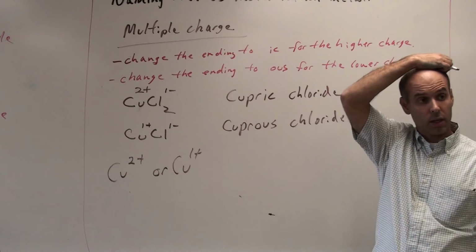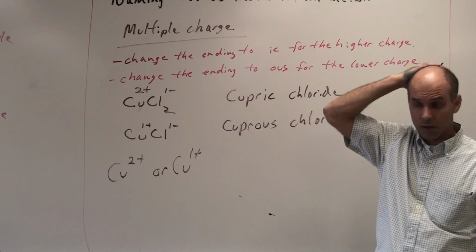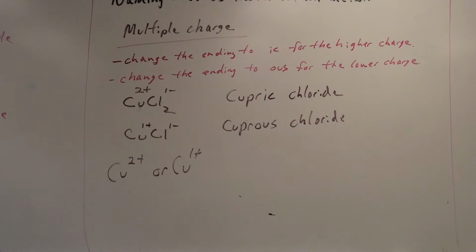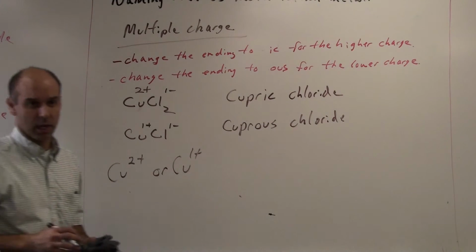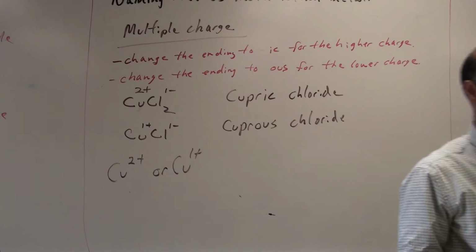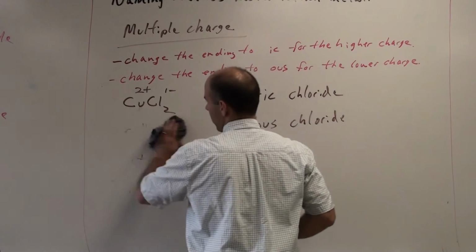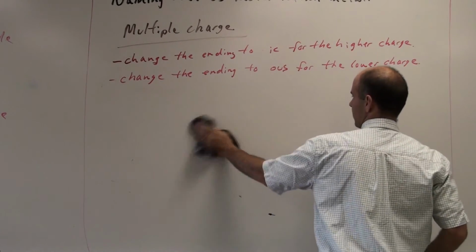How do we know when an element has multiple charges? Either you memorize them like me, or you look on Appendix A. Because on Appendix A, it shows all the ones that have multiple charges. Okay. So let's just do one more example of this.